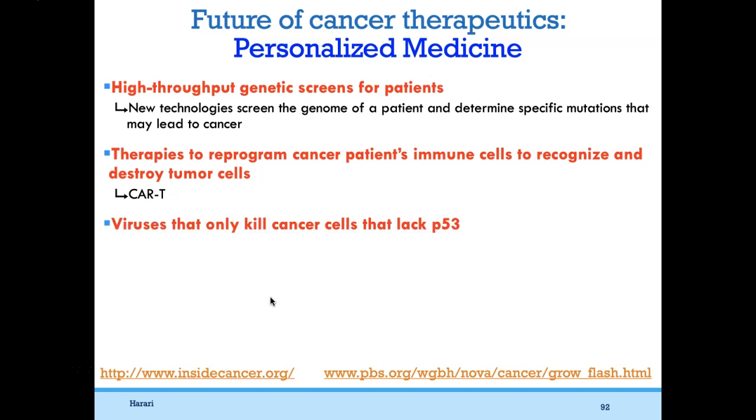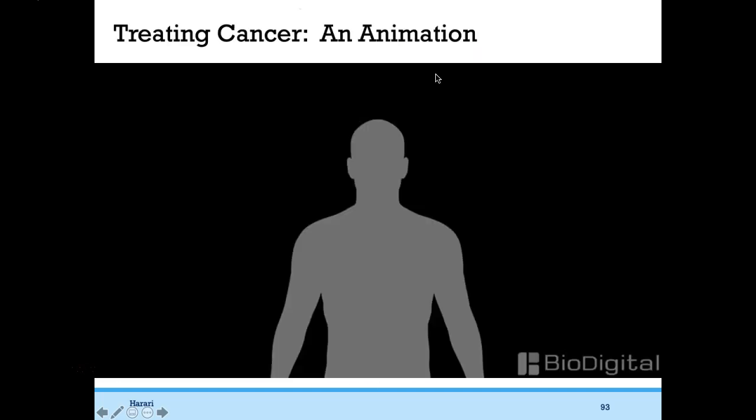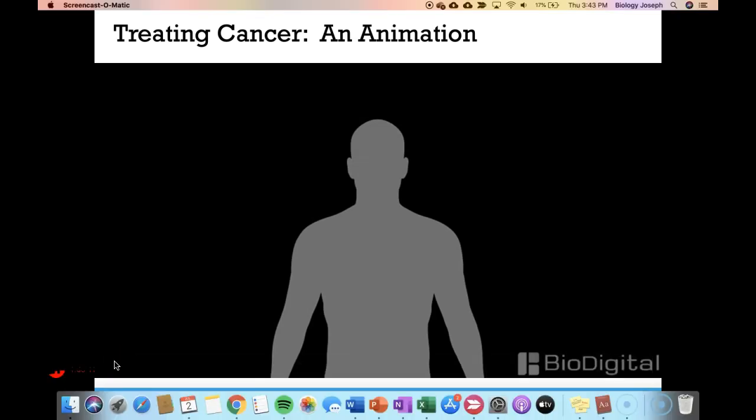There's another type of therapy that's coming out that uses viruses that kill only cells that don't have P53. Remember, if a cell doesn't have P53, it can keep on dividing uncontrolled. So we could use a special virus that kills cancer cells only that do not have P53. And there are 2 links down here that will help walk you through some of these treatments. So it's very cool stuff. Here is a final animation I'd like you to watch.